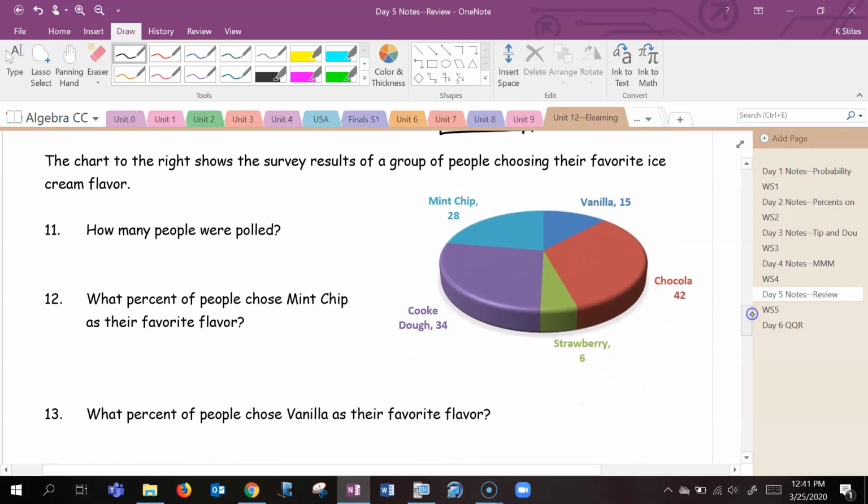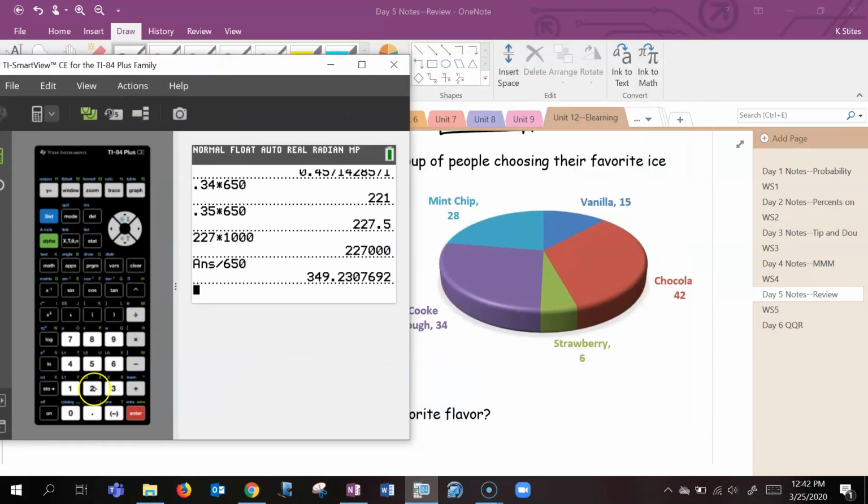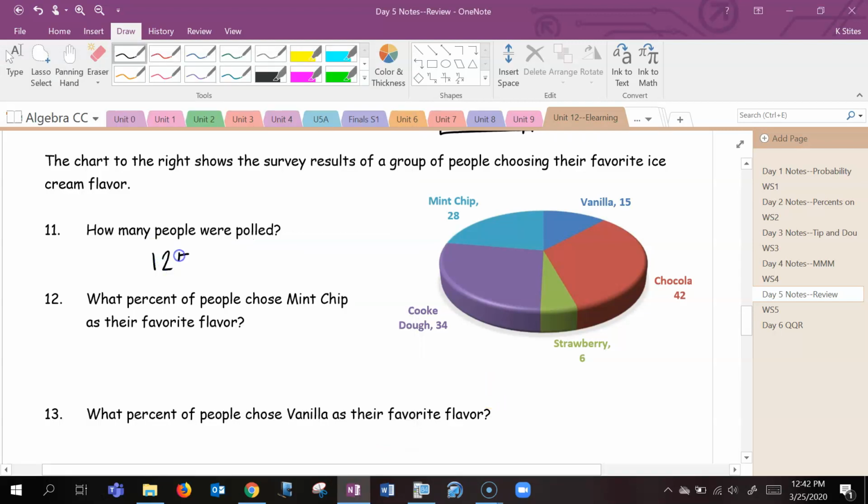Okay, let's try that again, but this time our pie chart doesn't have percents, it has the number of people. First question, how many people were polled? This is about people's favorite ice cream flavor. So let's go ahead, let's add up all of our information to find our total. And I have 125 people took this survey. Make sure you have a unit there.